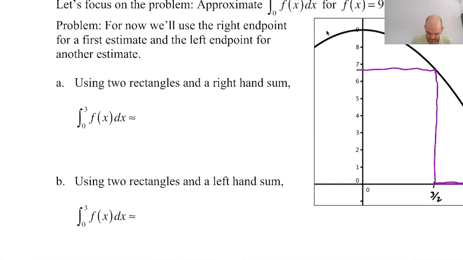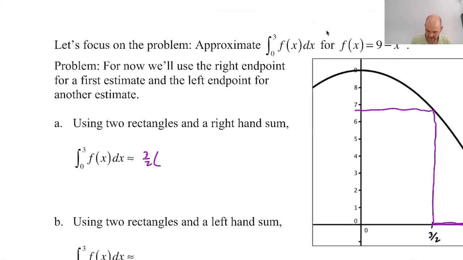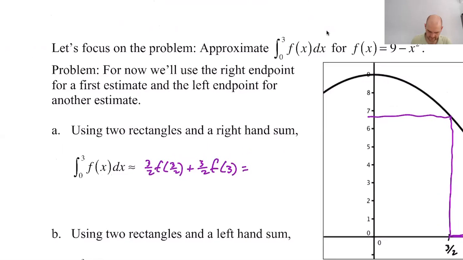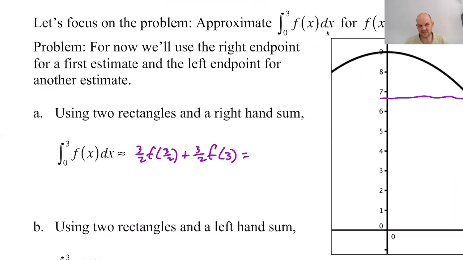So the base is 3/2, and the first height is f of 3/2. I'm going to do everything in terms of f. So it's 3/2 f of 3/2 plus 3/2 f of 3. Then do we need to figure that out? Can I just use a calculator? Does anybody object to that? I don't think so. I won't even switch over.